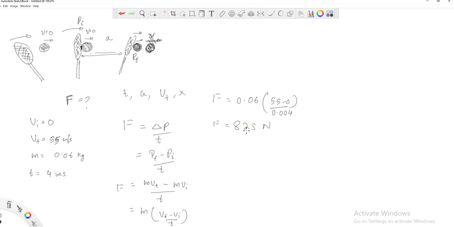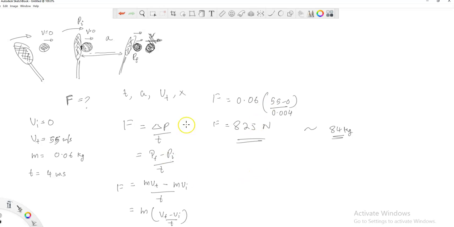Imagine, this is the force a good tennis player would apply when they serve the tennis ball. For comparison, if I divide this number by gravity, 9.81, this is equivalent to a lifting force of 84 kilograms. 84 kilograms is a grown-up person. The force behind this serve is enough to lift such a big person. So that's a lot of force.